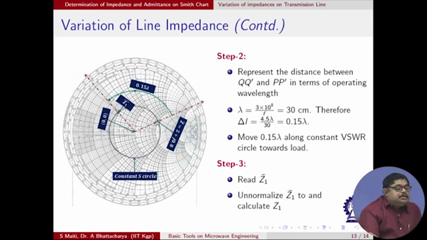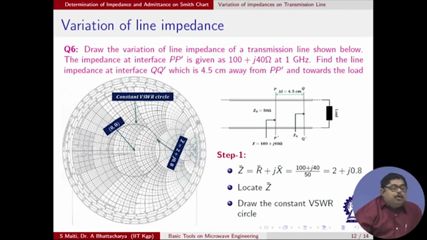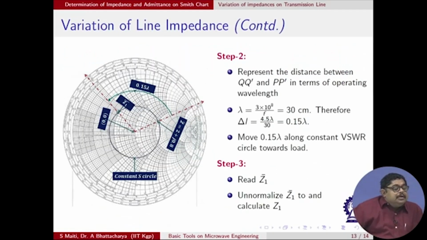So, step 2: since the Smith chart movement markings are in terms of lambda, you find out that in the problem it was said 4.5 centimeter, but how many lambda is that? You need to convert it. For a 1 gigahertz frequency, lambda is the speed of light, 3 into 10 to the power 8 meter per second, divided by f. So lambda is 30 centimeter. How much is 4.5 centimeter in terms of lambda? That is 0.15 lambda.